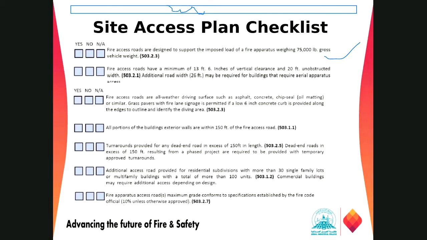The second we have is the vertical clearance. We have 13 feet, right, and 6 inches. And the width which is 20 feet, which means 6 meters, right? The width of the road is 20 feet and the height of the road is around 13 feet, which is almost around 4 meters.